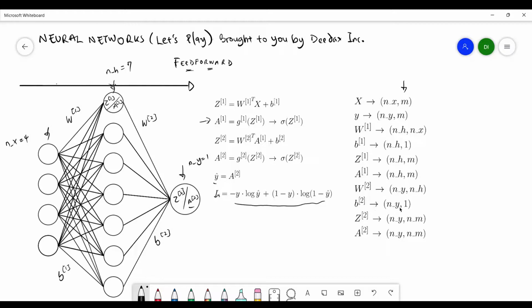B2 would be 1 by 1. Z2 would be 1 by M. This is a mistake, it's going to be 1 by M. And A2 would be the same size as Z2, 1 by M.